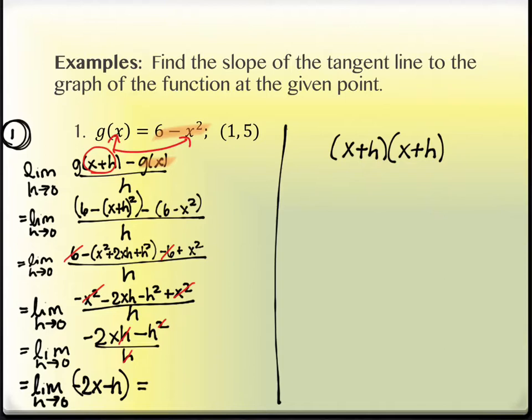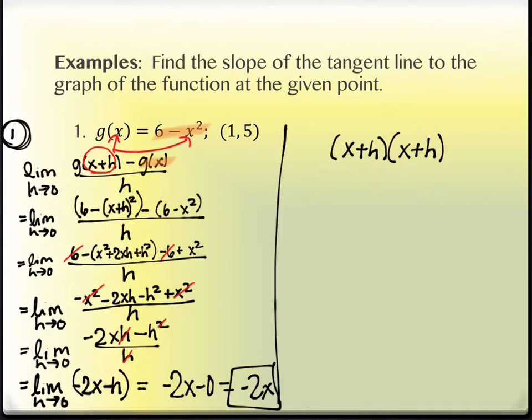Now I can actually stop writing limit, and I can plug in the h as 0, not x, but the h as 0. And I get negative 2x. Now this is in general. In general, I get negative 2x.